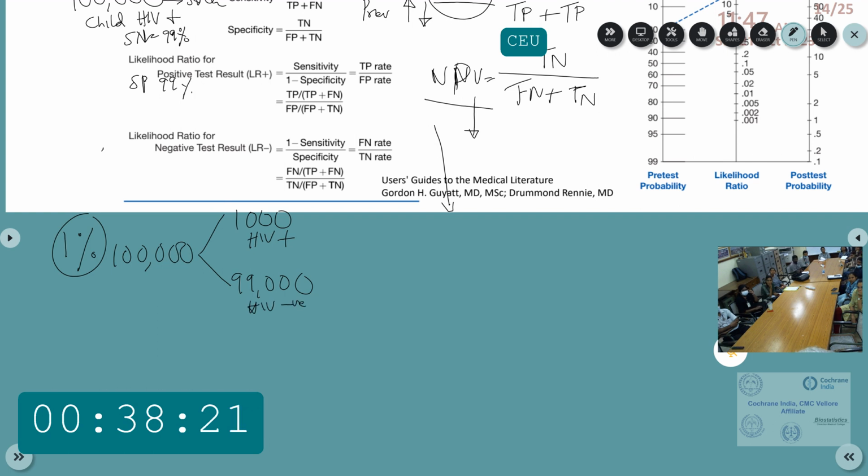What is the sensitivity? I told you, no? 99%. So how many will it pick up? 99% of 1,000 is what? 990, correct? Or am I wrong? 990. What is the specificity?